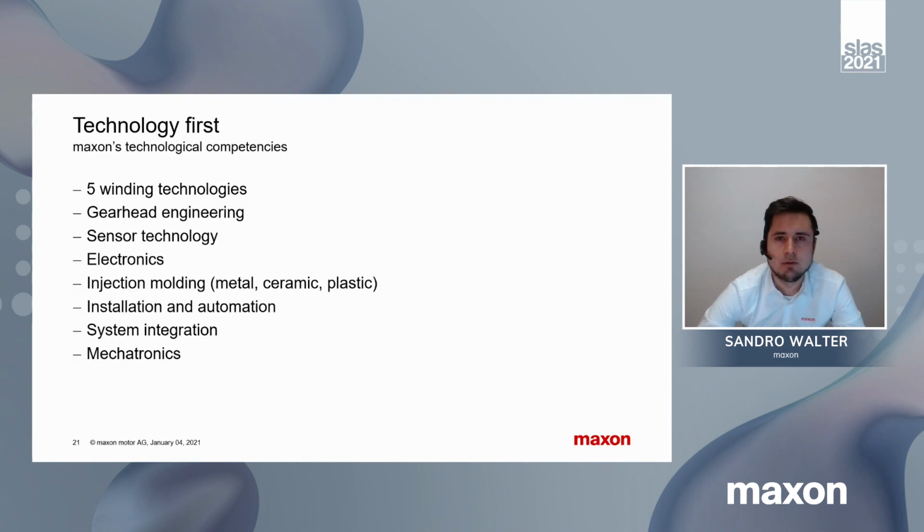And we have gained a lot of experience in different technologies over the years, from different winding technologies and gear technologies to sensors and controllers in every field. And the sensors and controllers are all designed in-house. This is a very important point, as the best motor often cannot achieve its full potential without the right controller. In addition to this, we also have in-house manufacturing for many injection molding parts, for example, metal, ceramic, and plastic, which we produce in-house. And last, Maxon has gained experience in mechatronic design and system integration.